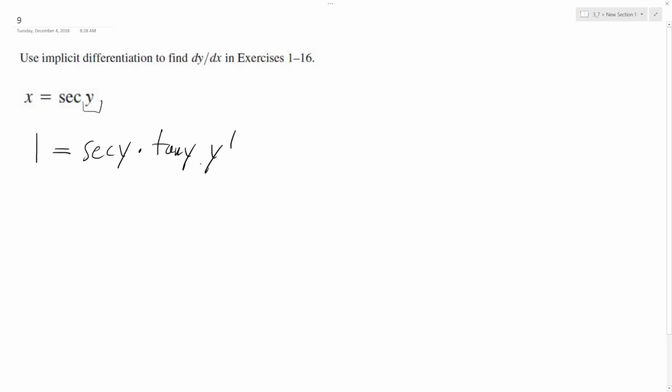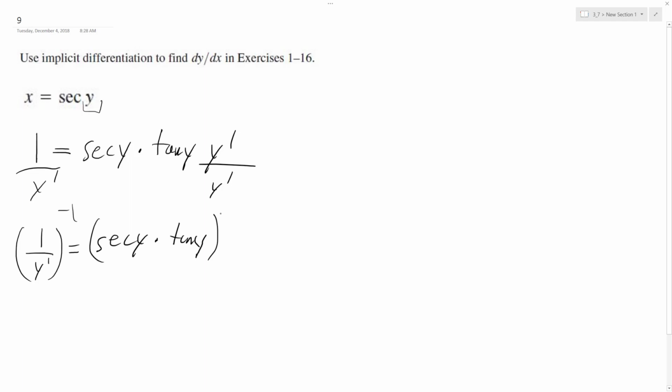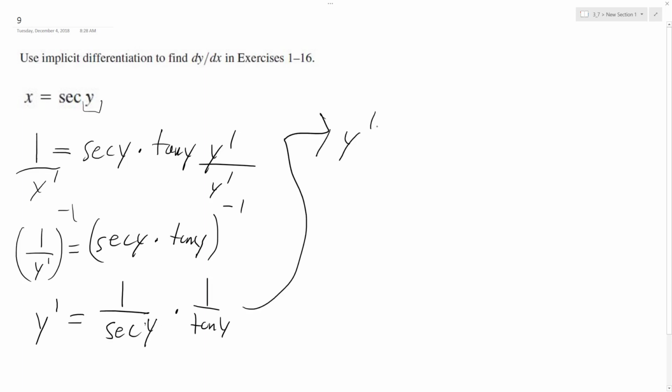So what I can do now, to get y prime by itself, is divide through like this. So we have 1 over y prime is equal to secant y times tangent y. So if we flip everything over, we end up with y prime is equal to 1 over secant y times 1 over tangent y.